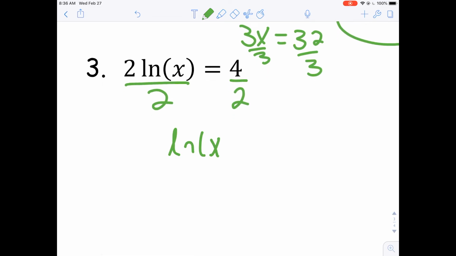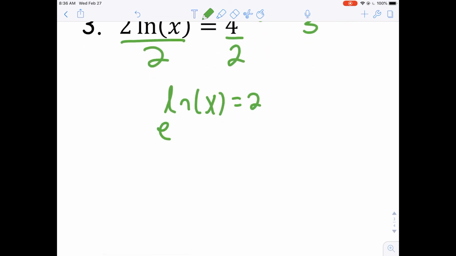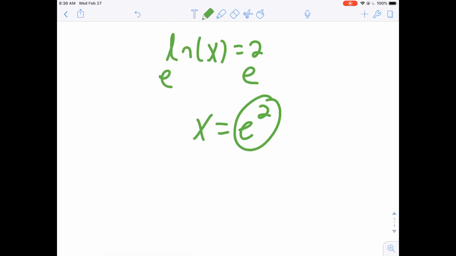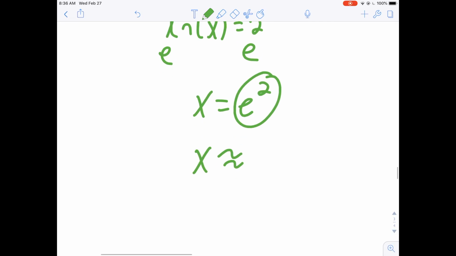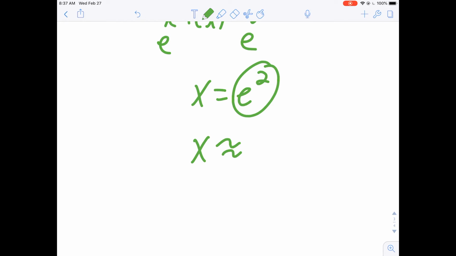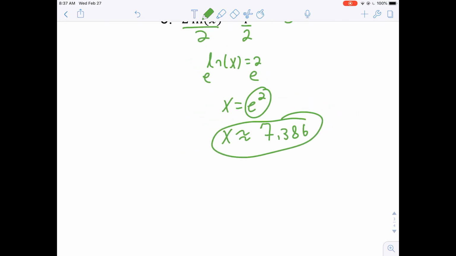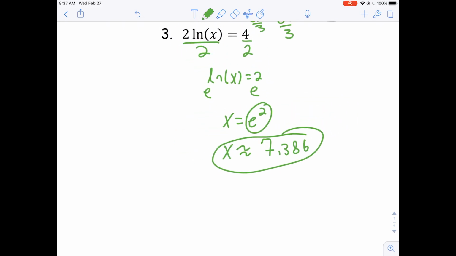Okay, last one, natural log. Isolate the logarithm. Natural log of x equals 2. E both sides. And we get x equals e squared. I kind of like e squared as an answer, but let's just keep going further. Whatever e squared is, what is that? 2.7, approximately 2.72. Okay. 2.718 times 2.718 is going to be 7.386 approximately. If you get a little bit different number, that's fine. I just rounded e to 3 decimal spots.